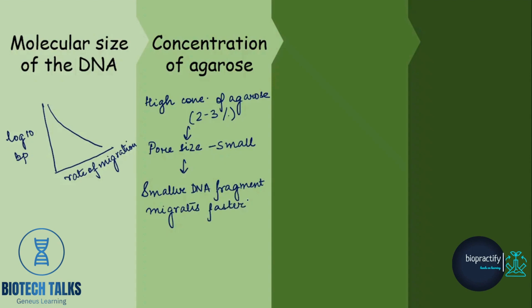So alternately, if you're using a low concentration of agarose, for example, 0.5% or 0.8%, the pore size of the matrix would be large and larger DNA fragments would move easily through this sieve-like structure.